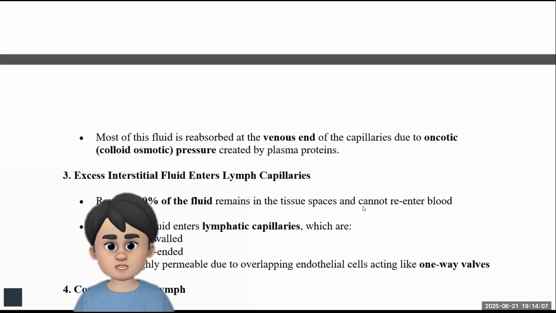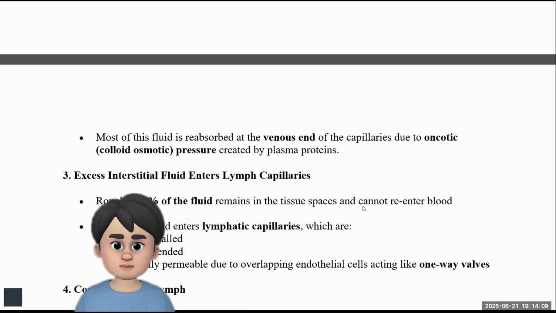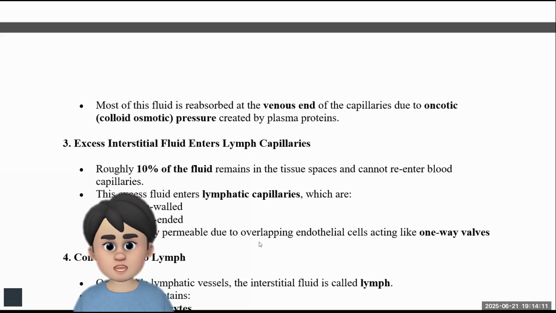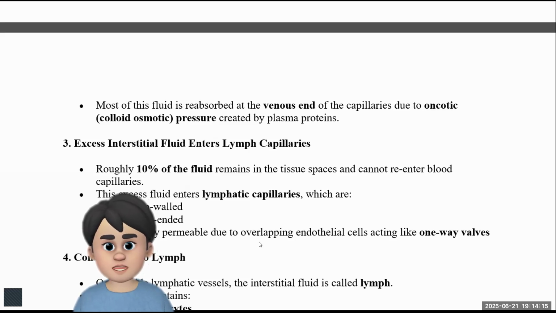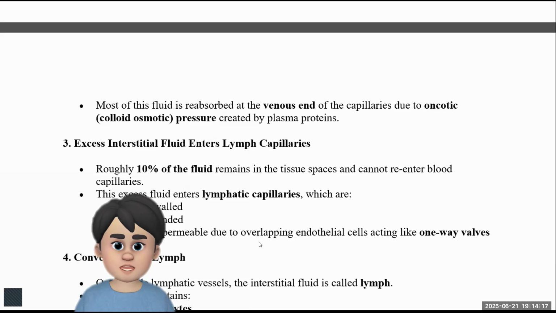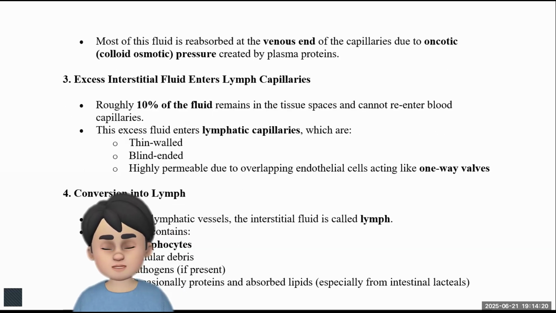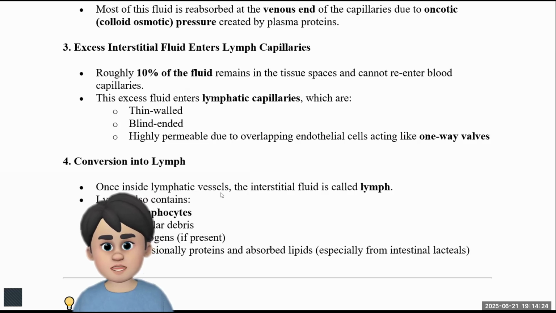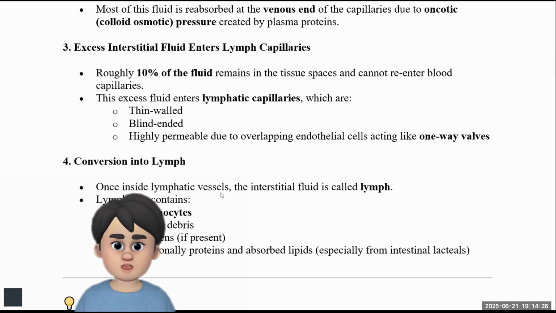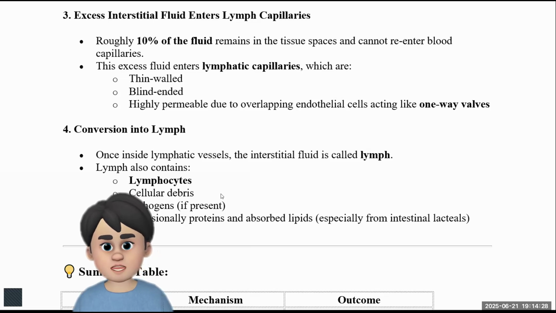This excess enters the lymph capillaries, which are thin-walled, blind-ended, and highly permeable due to overlapping endothelial cells. One endothelial cell sits over a gap, right? So then what happened? Conversion into lymph. Once inside the lymph vessel, interstitial fluid is called lymph. Lymph also contains lymphocytes. A lymphocyte is a type of white blood cell.